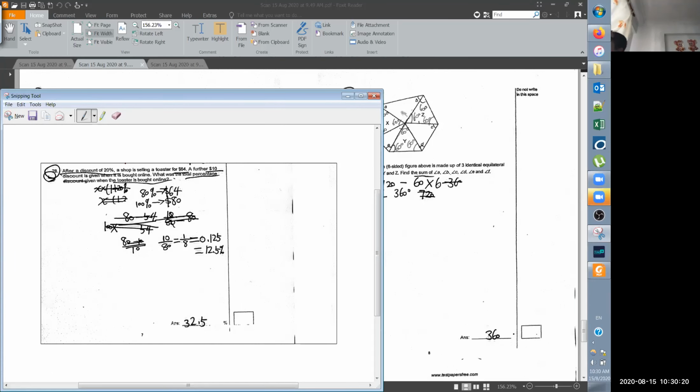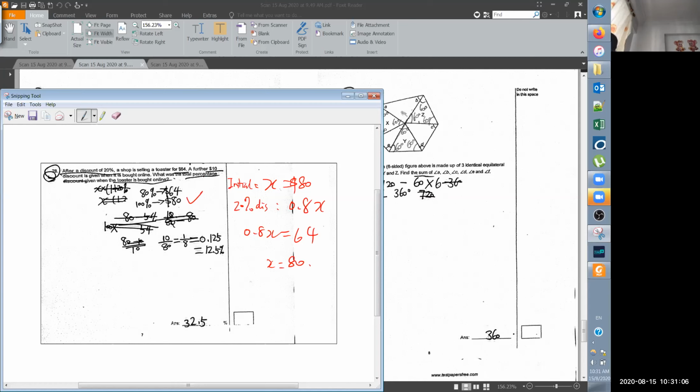Okay, the question says after a discount of 20%, a shop is selling a toaster for 64. So basically, let's say the original price is x, the initial price. After 20% discount, that means the price is 0.8x, right? Am I right? So 0.8x is your 64. So therefore your x is 80. So that means the original price is $80. Make sense?